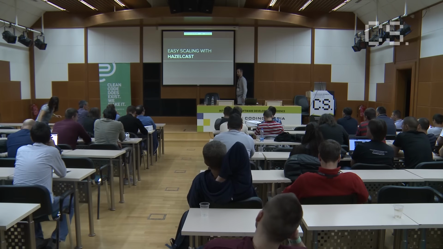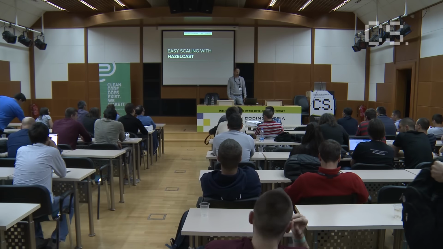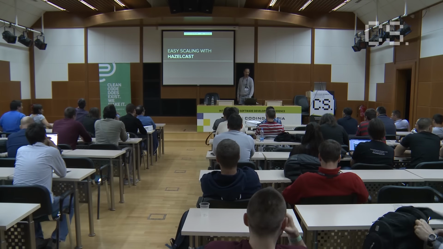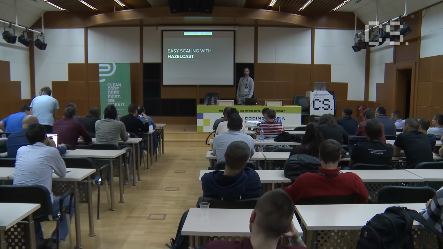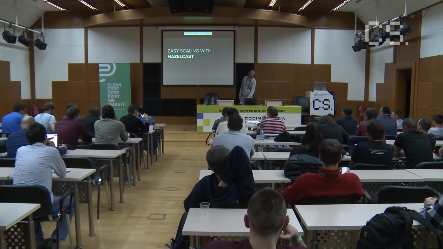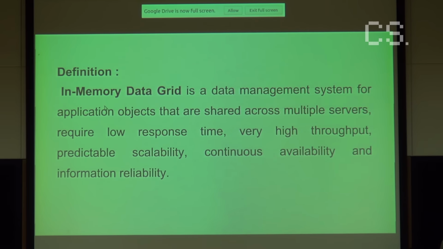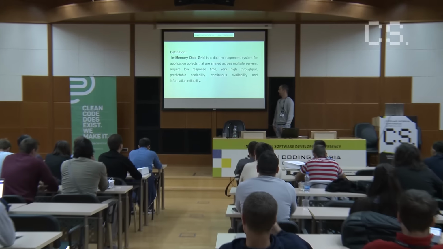What's Hazelcast? Hazelcast is an in-memory data grid, and behind that name, I had really tough times looking for a proper formal definition. Most of them were informal or description-like. The one that I like the most is from Oracle, and they say an in-memory data grid is a data management system for application objects that are shared across multiple servers, require low response time, very high throughput, predictable scalability, continuous availability, information reliability.